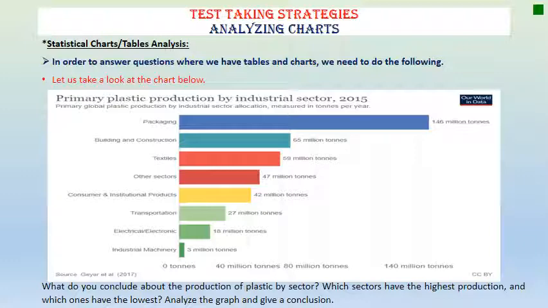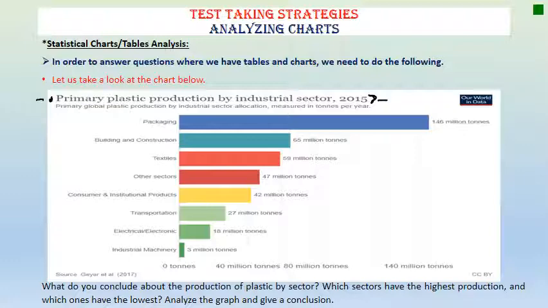Okay, in order to answer questions where we have tables and charts, we need to do the following. Let's take a look at the table or the chart in front of you. It's a bar graph. Let's read what it is about. First of all, you read the heading, Primary Plastic Production by Industrial Sector in 2015. So this is the title or the heading of this chart. This is what it's about, its main idea.